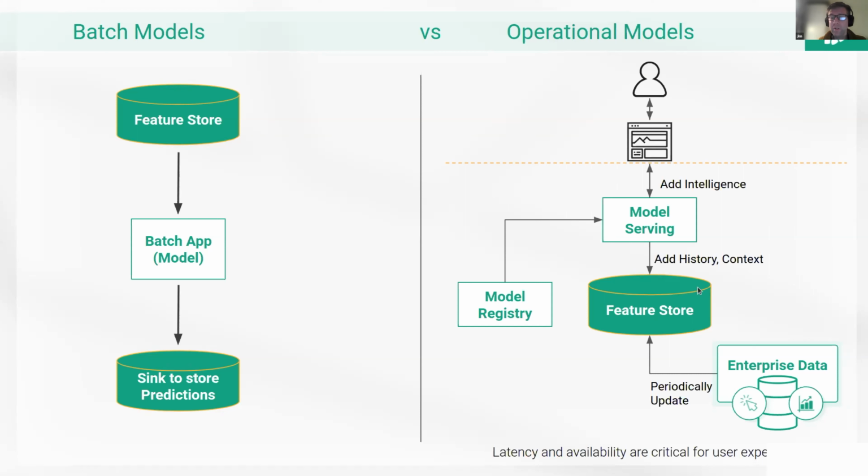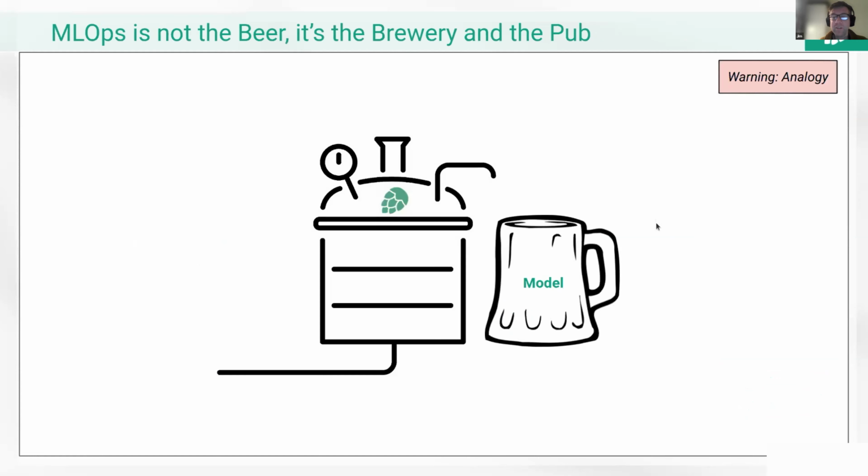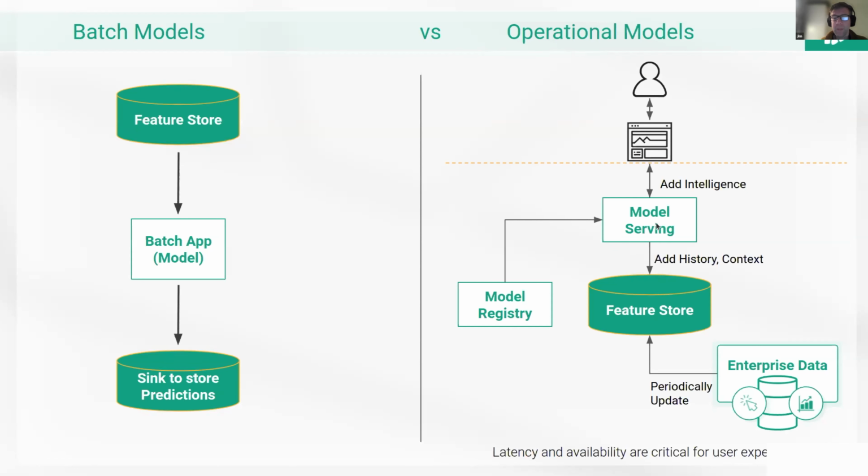And the feature store by itself is not just some static database with a dump of data. It needs to be updated all the time. So it needs to connect to your back-end enterprise data systems to keep updating every time you buy new items, every time you maybe visit new pages. We need that data to be constantly updated and kept fresh in the feature store so that the models can make the predictions on the freshest data. So latency and availability of operational models is crucial.